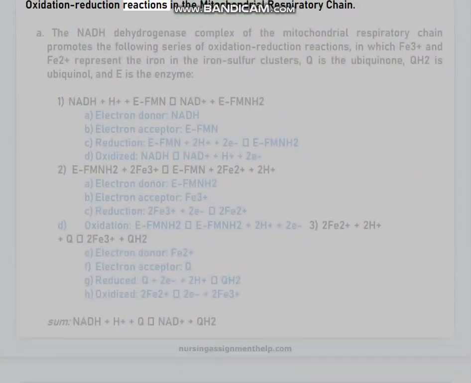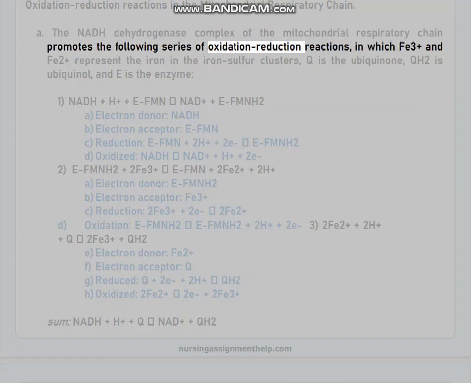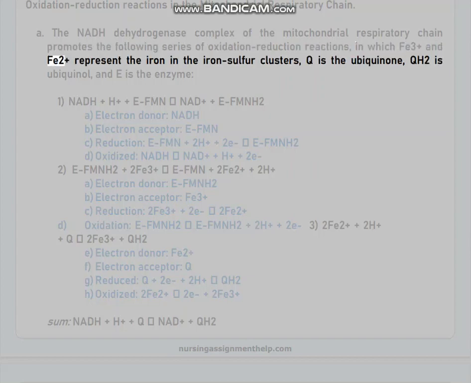Oxidation reduction reactions in the mitochondrial respiratory chain. A. The NADH dehydrogenase complex of the mitochondrial respiratory chain promotes the following series of oxidation reduction reactions, in which Fe3+ and Fe2+ represent the iron in the iron-sulfur clusters, Q is the ubiquinone, QH2 is ubiquinol, and E is the enzyme.